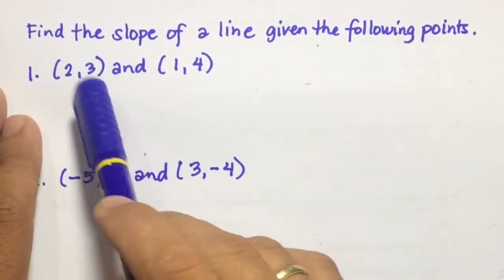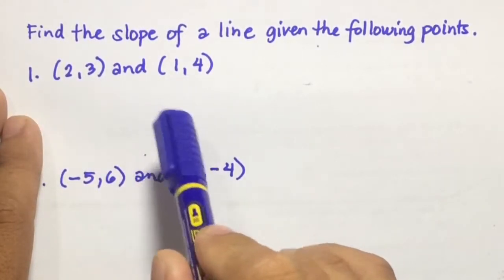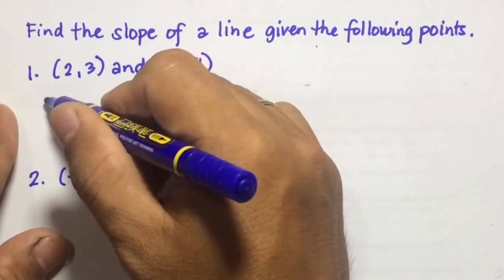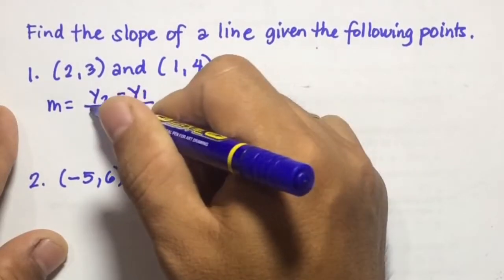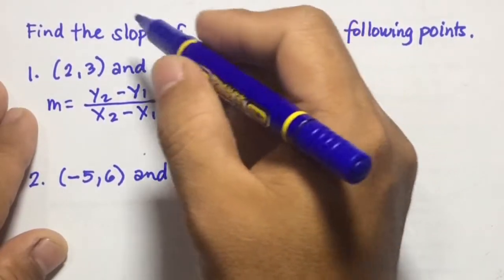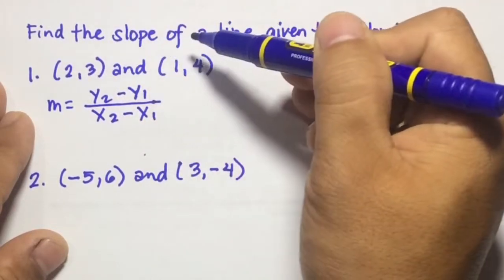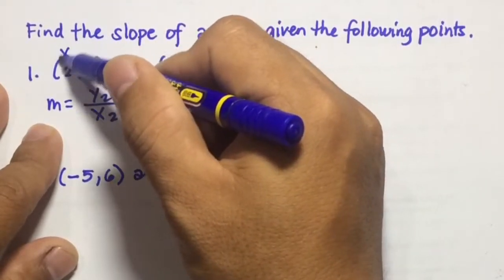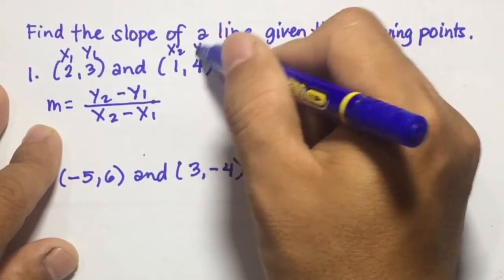So we have here number 1. The line passes through the points (2, 3) and (1, 4). So we're going to find the slope. In finding the slope, we're going to use the formula m equals y sub 2 minus y sub 1 over x sub 2 minus x sub 1. And in here, we're going to determine first what is x sub 1, y sub 1, and what is x sub 2, y sub 2. So we can have the point (2, 3) here as x sub 1, y sub 1, and (1, 4) as x sub 2, y sub 2.